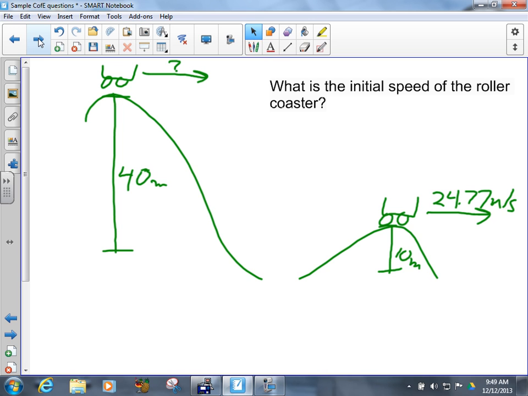Okay. Let's try that one. What's the initial speed of this roller coaster? Once again, no mass given, or make it whatever mass you want.